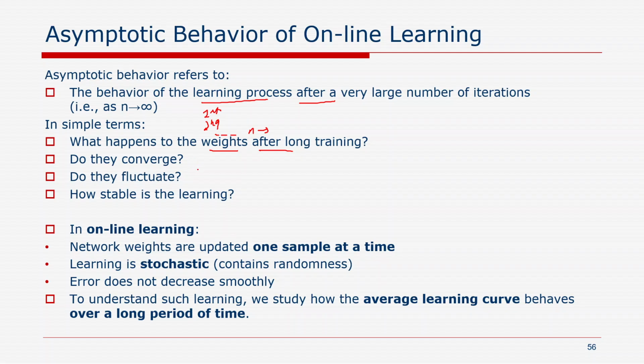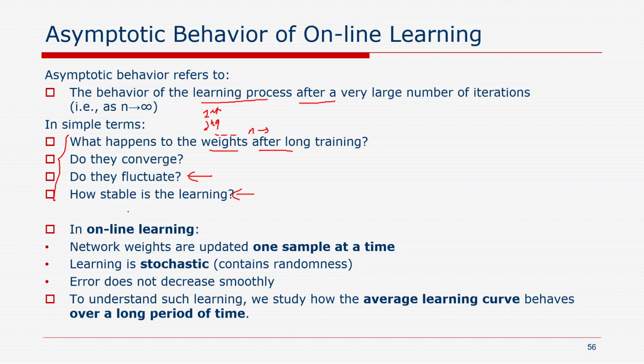That is, we will keep training. Sometimes we may get good weights, but after that the weights will be updated, and that may increase the error instead of decreasing it. Fluctuations will happen. Why do we have to study the asymptotic behavior? We have to look at these four questions. What happens to the weights after long training? Do they converge? Do they fluctuate? How stable is the learning?